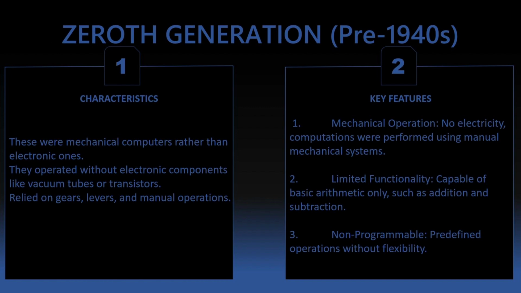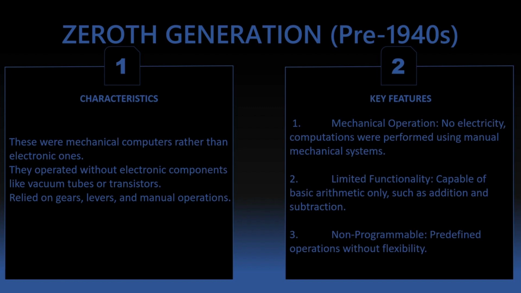Some characteristics of the 0th generation are: 1. These were mechanical computers rather than electronic ones. 2. They operated without electronic components like vacuum tubes and transistors. 3. They relied on gears, levers, and manual operations. These are some key features of the 0th generation.